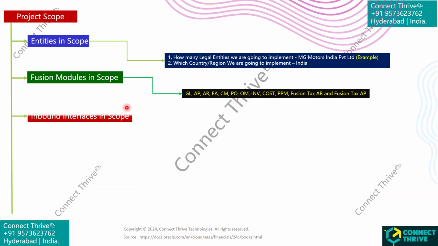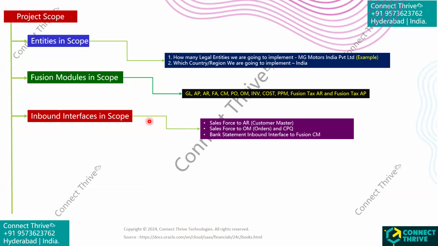Next, we have inbound interfaces in scope. What are the interfaces we have to do? Based on that, we will get to know here. Salesforce to AR, Salesforce to order management. A few big customers will not maintain the customer master data in our Oracle Fusion application, where you would see in the front end, like manage customers or create customers. They will not maintain that. They will use Salesforce, and from there it will interface to our customer master data screen.